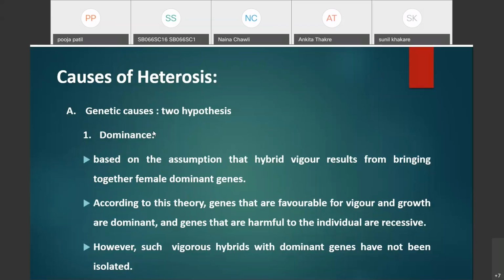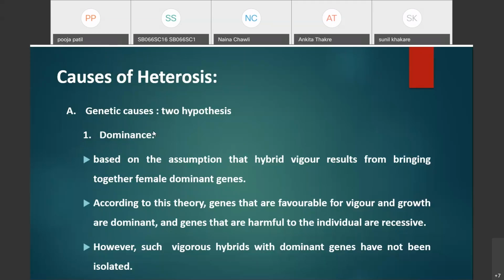While the genes which are harmful to the individual are recessive. Though this theory thought that the dominant genes are mainly responsible for the vigor and the growth, and the genes that are harmful to the individual are recessive. As per the theory, the dominant genes from the two inbreds are combined together, and that's why the hybrid which is produced is vigorous.